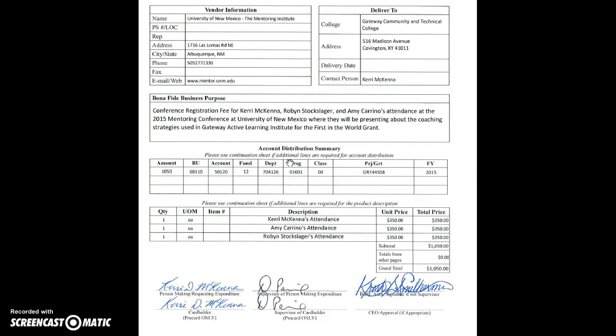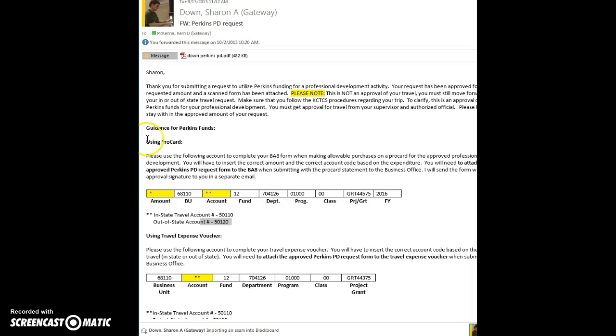This next section is the most important of the document. It is the budget line your expenses will be paid for out of your trip. You will need to use the account budget string Sandy emailed you with your Perkins request approval. You will need to put in the amount, the business unit, the account, fund, department, program, class, grant, and fiscal year. Sandy has provided this information for you right here in the body of her email.